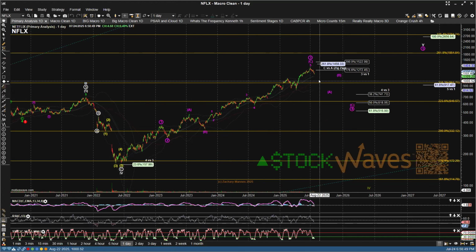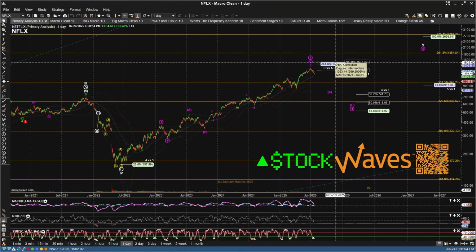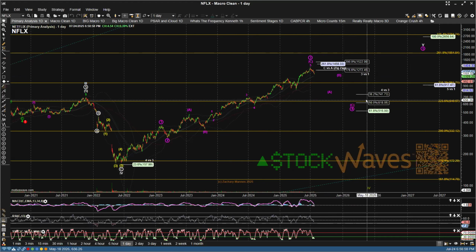Maybe it holds the 1000 region as a B wave and then gets a C wave up into the 1500 region for an extension of this wave 3, but would then still be due for the larger degree wave 4 after that. So not the best risk skew right now on Netflix.